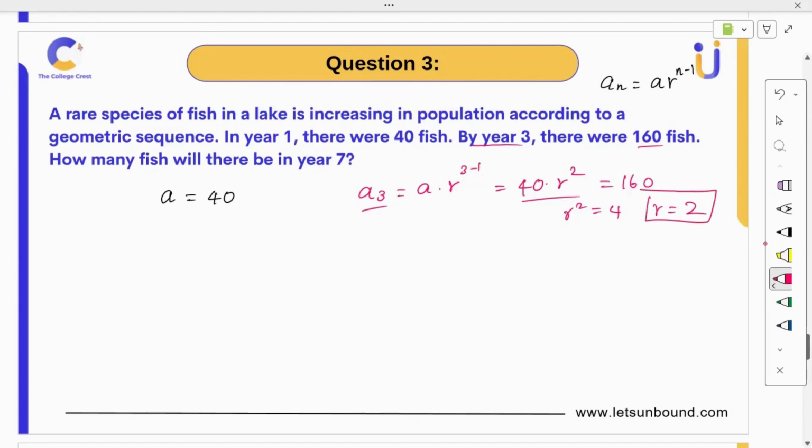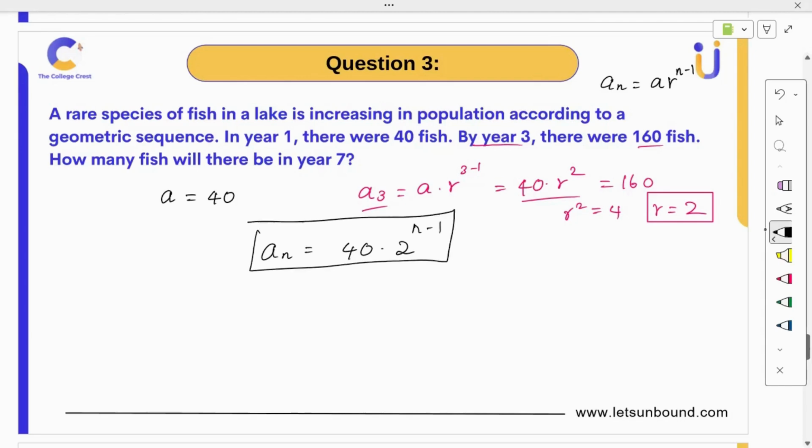Since it's increasing, the common ratio will be positive 2. So r is 2, and that's it. I got a and r. So now the general term for this kind of population is an equals a times r power, r is 2, n minus 1. Okay, so if you want, you can simplify this. Otherwise, let it be. Now we can go for the question.